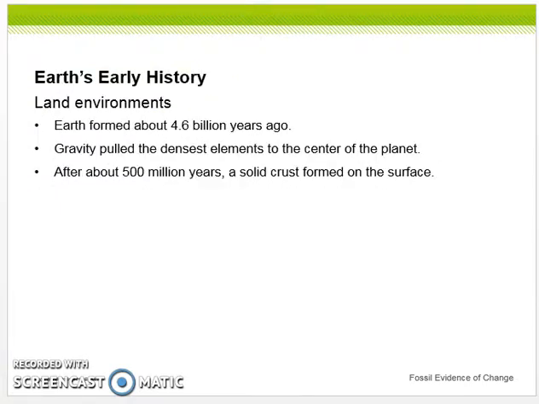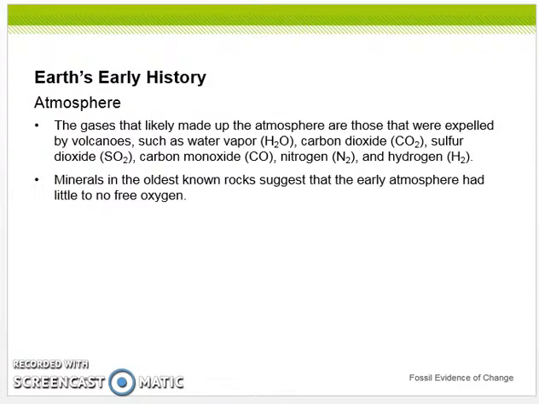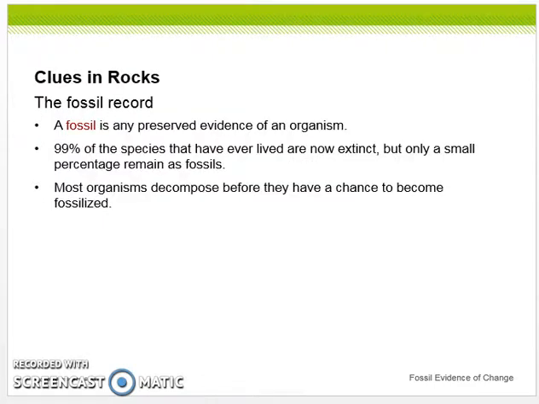Earth formed about 4.6 billion years ago, and gravity pulled the densest elements to the center of the planet. About 500 million years ago, a solid crust formed on the surface. The gases that likely made up the atmosphere are those that were expelled by volcanoes, such as water vapor, carbon dioxide, sulfur dioxide, carbon monoxide, nitrogen, and hydrogen. Minerals in the oldest known rocks suggest that the early atmosphere had little to no free oxygen.